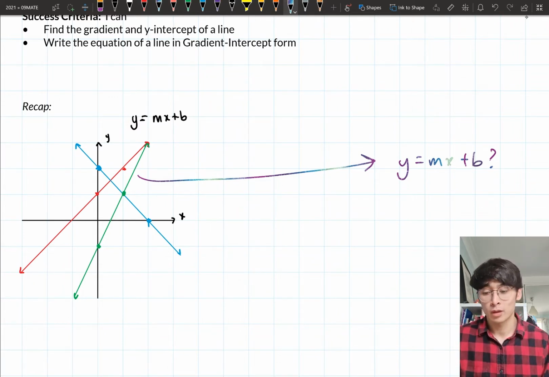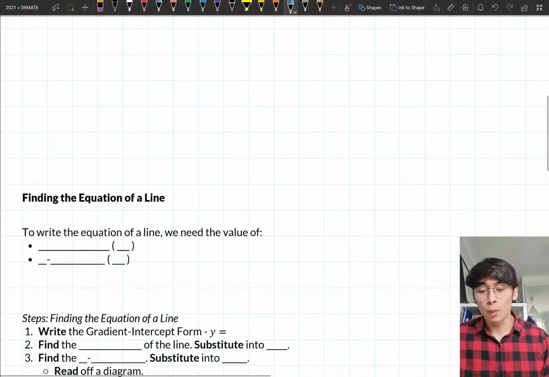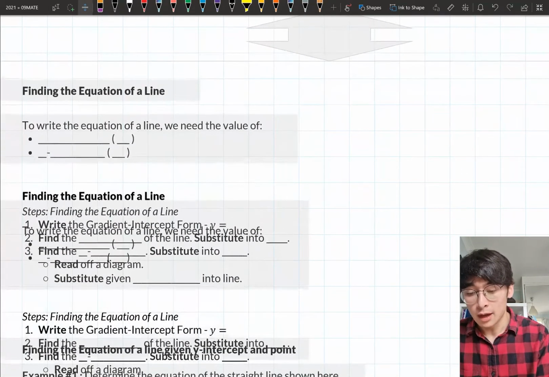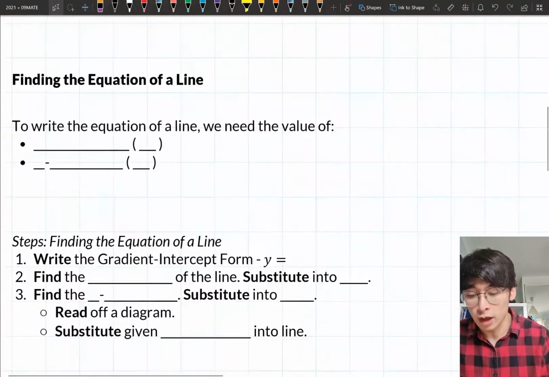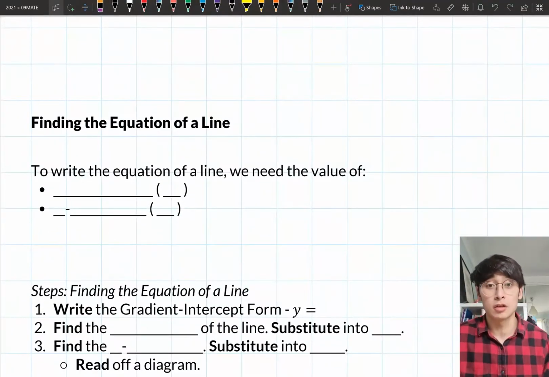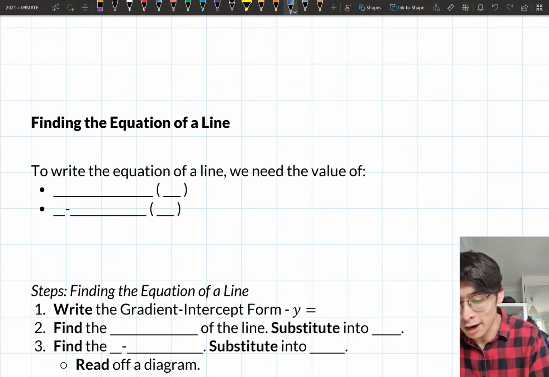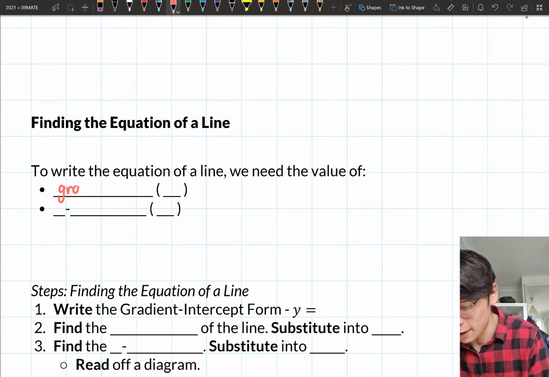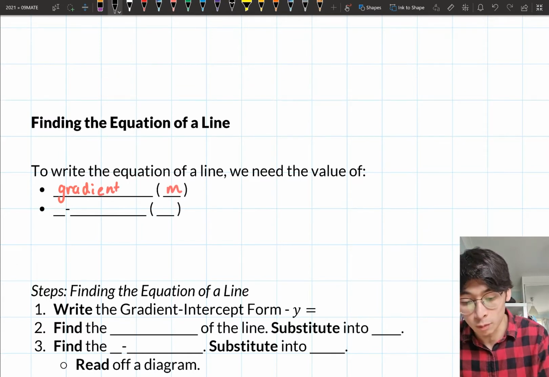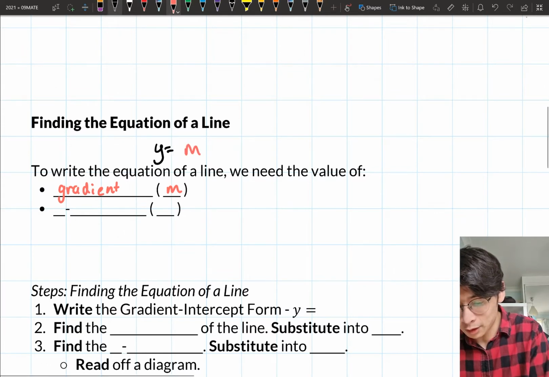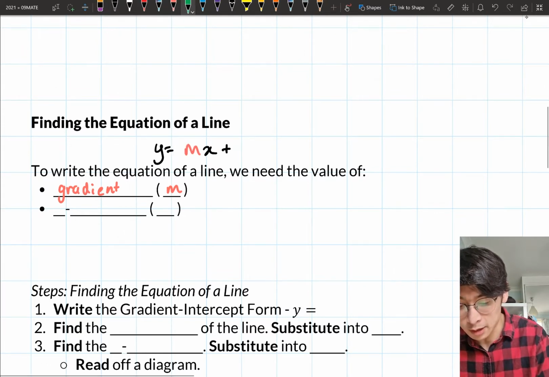The way we need to do this is to write the equation in gradient-intercept form. If we want to write the equation of a line, we need two things, which are the two parts of my gradient-intercept form. I firstly need my gradient, so I need to find a value for m. If you remember, the gradient-intercept form was y is equal to mx plus b.